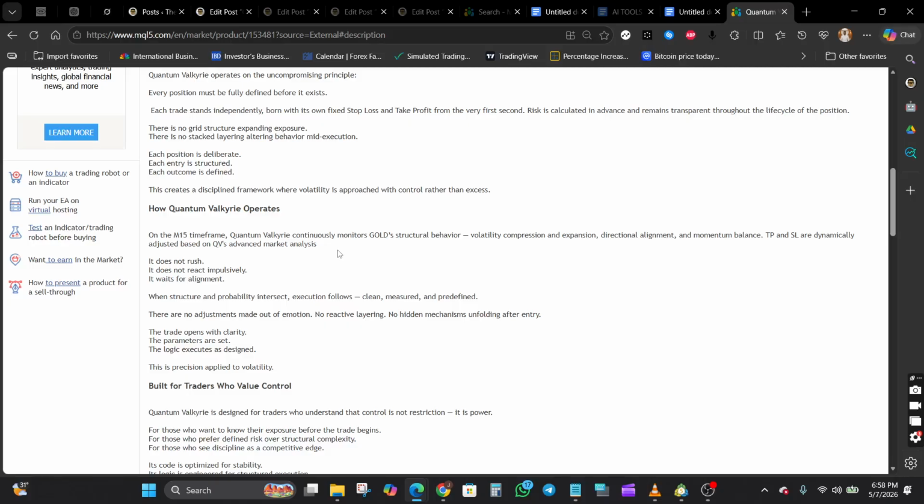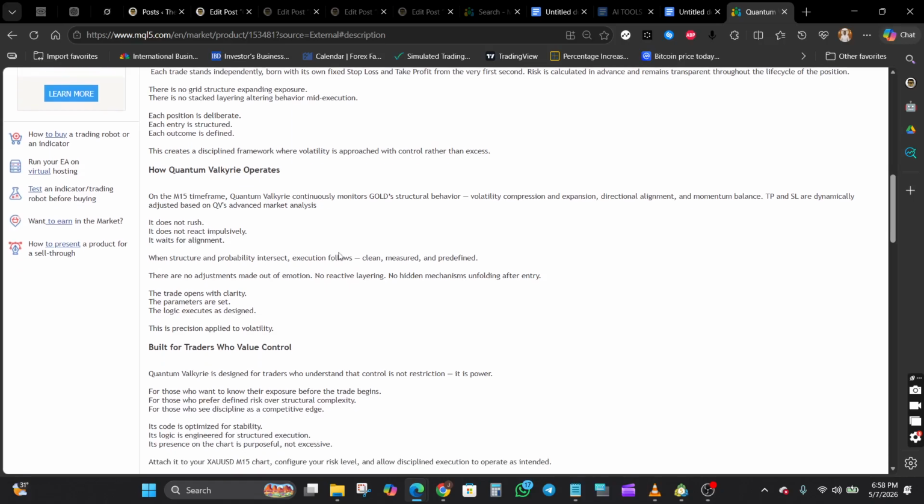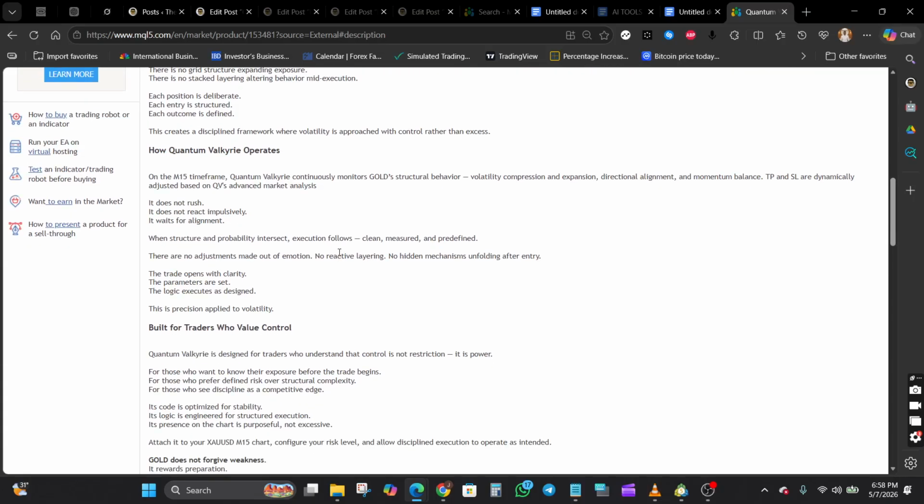The EA focuses on market structure on the M15 time frame, analyzing volatility, compression, expansion, and momentum alignment before executing. What I also find interesting is that it avoids emotional or reactive adjustments after entry. Once a trade is placed, the parameters remain fixed, which suggests a more disciplined, rule based execution model rather than adaptive recovery systems that modify exposure dynamically.